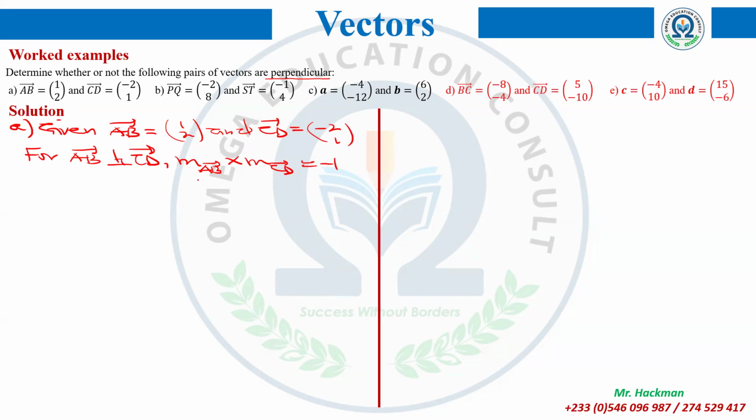Now, we need to find the gradient of AB, then the gradient of CD. So I'm going to write the gradient of what? AB. So m sub AB, the vector AB, will be equal to, remember the gradient we said is the y component over the x component. So that will give us 2/1. Do you agree?